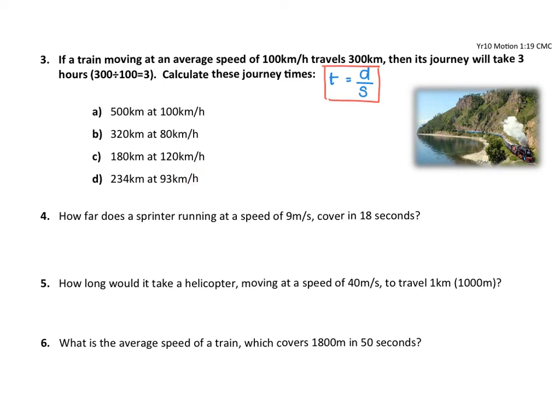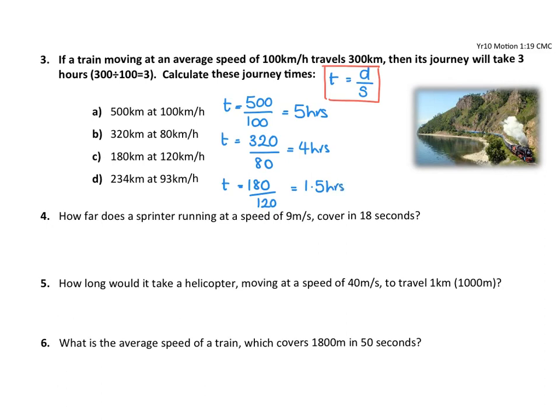So if we try the first few, we have, in this case, our time will equal our 500 divided by our 100. Okay, so our answer will be 5 hours. Next one, time will equal 320 kilometers divided by 80. So that would equal 4 hours. Next one, time will equal 180 divided by 120, which would equal 1.5 hours.